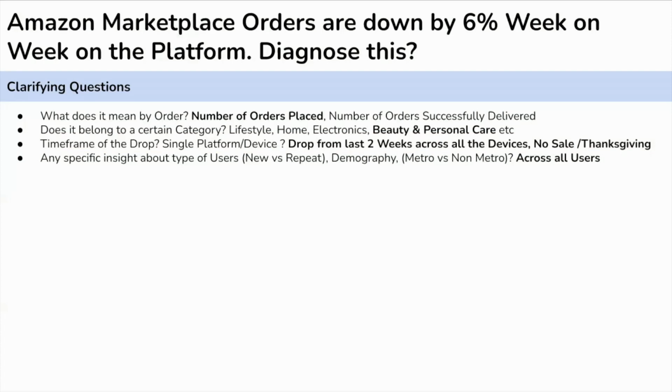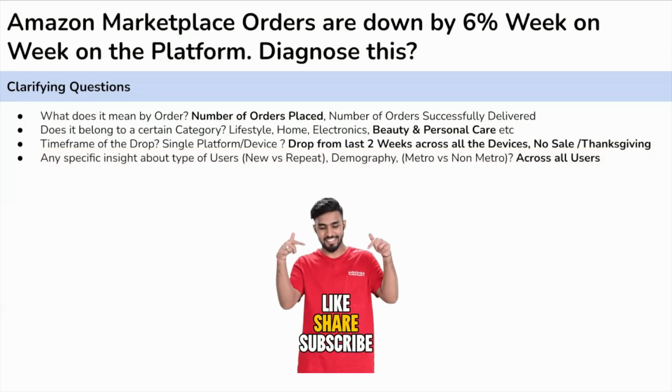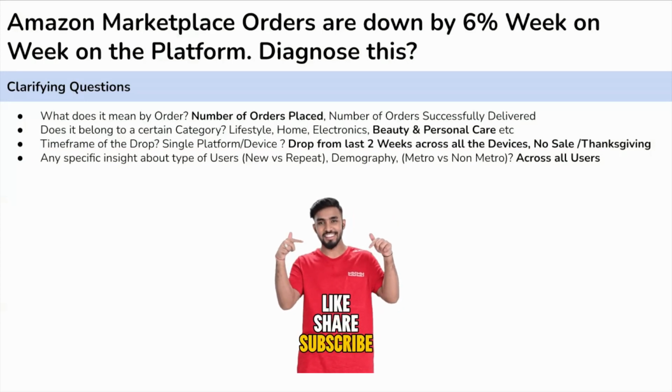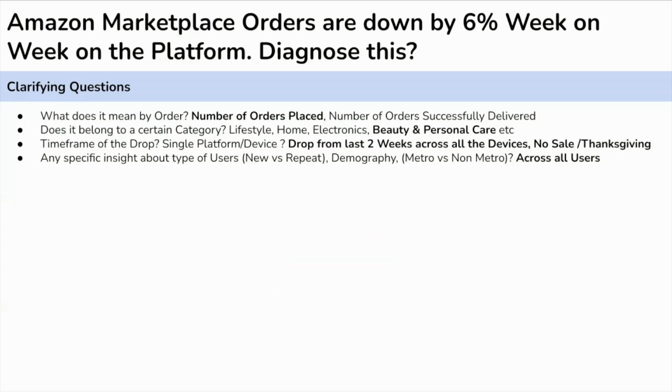The final question we can clarify is whether this drop is seen across user cohort, geography, demography of users, or whether it is specific to a certain type of user. Let's assume that this drop is seen across the user, geography, demography, and across all the cohorts of users. I think we have got a good idea about this question, but do let me know in the comment section if some part of the question is still unclear or we could have asked more clarifying questions. It will help all of us to develop our thinking process.